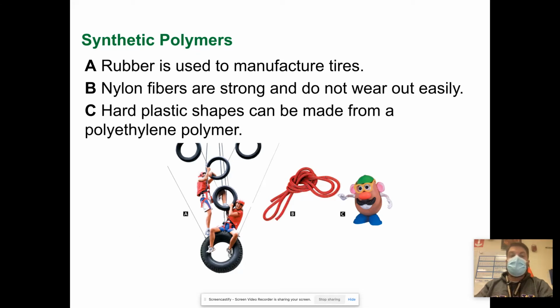Rubber is used to manufacture tires. Nylon is used to make this rope. And polyethylene is actually a plastic. Mr. Potato Head is made out of polyethylene. It's a type of plastic. So it's a hard plastic.